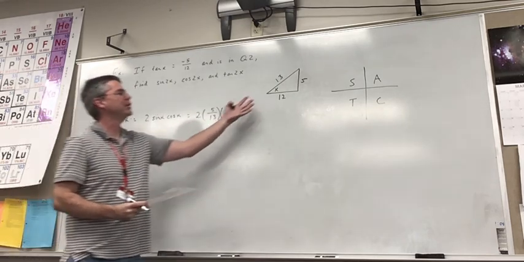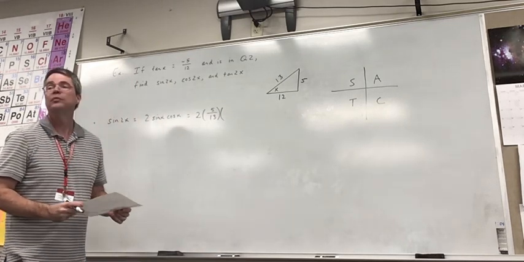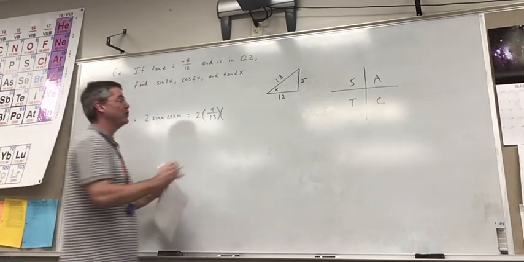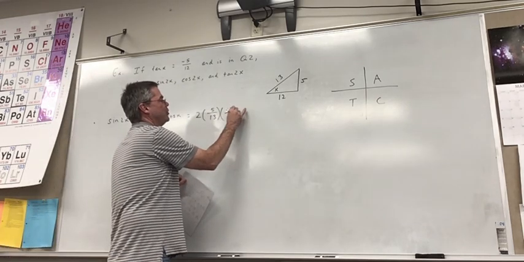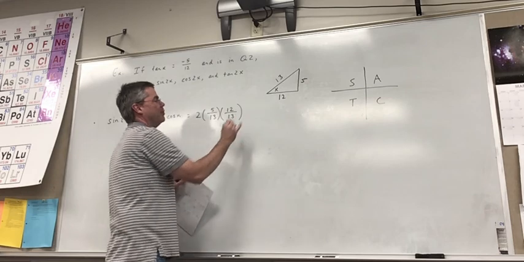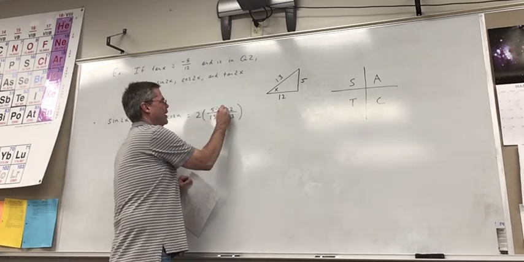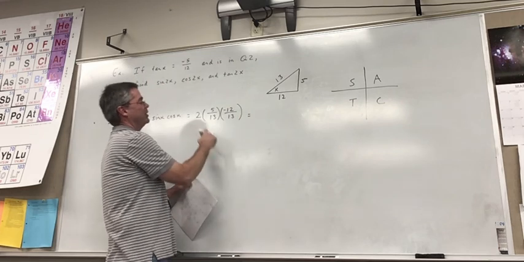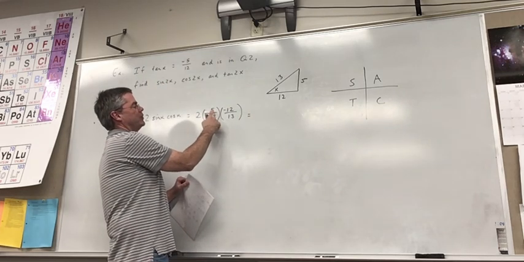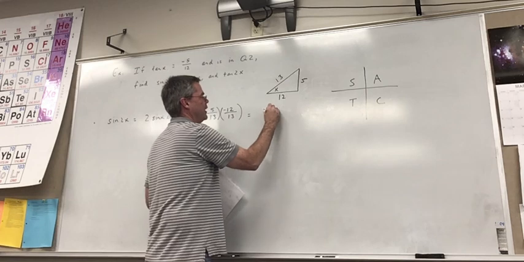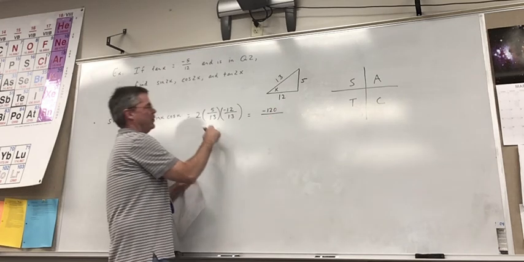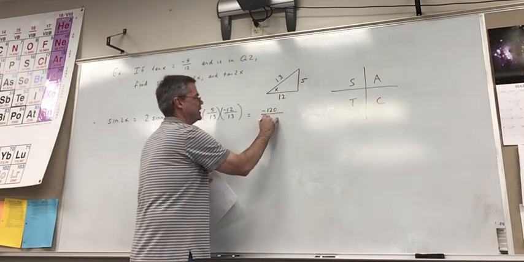In that triangle, what is cosine? 12 over 13. We are in quadrant 2. So is cosine positive or negative in quadrant 2? Negative. All right, so that's going to be 2 times 5, 10 times 12, so negative 120. And then 13 times 13 would be 169.